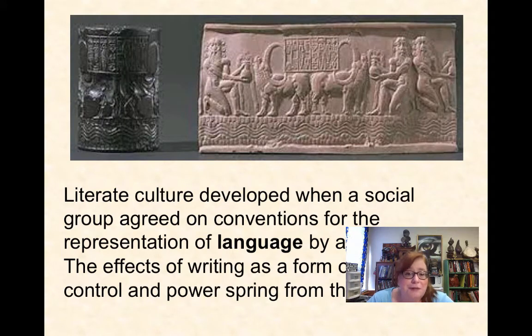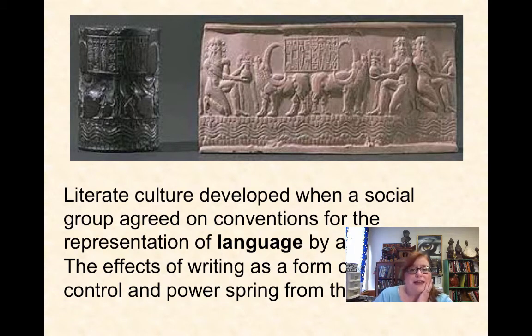So literate culture developed when a social group agreed on conventions for the representation of language by a visual code. The effects of writing as a form of social control and power spring from this consensus. So why social control? Well, let's say you have a thing. Maybe you have a pot full of grain that you want to show is yours. It's not your neighbor's, it belongs to you. So that if somebody takes that pot and they see your seal on it, they will know that they stole it from you.